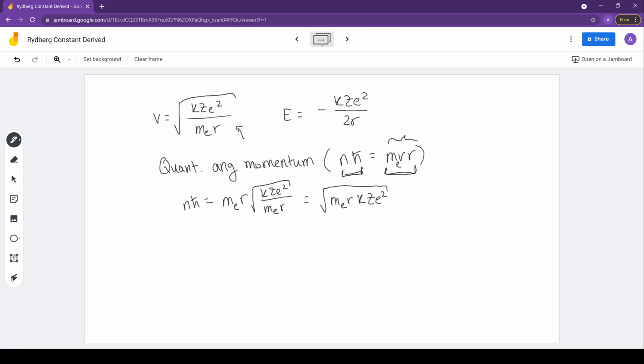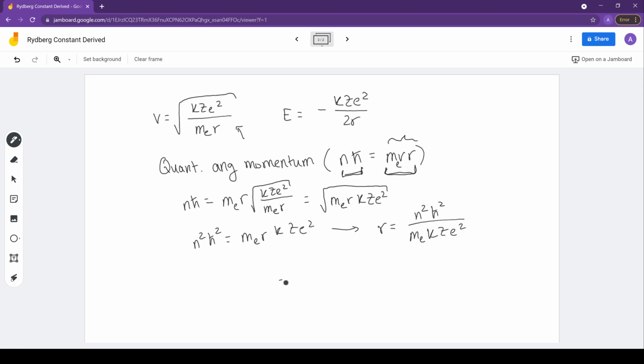So let's now solve for the value of r. We're going to square both sides, and we get n squared h bar squared equals m_e r K Z e squared, which gives us that r equals n squared h bar squared divided by m_e K Z e squared. So it's a little bit messy, but there are several constants that we have to deal with, and it should make intuitive sense, the math that I'm doing. It's not too complicated.